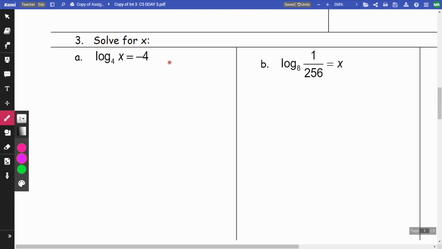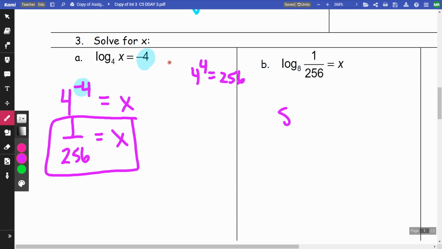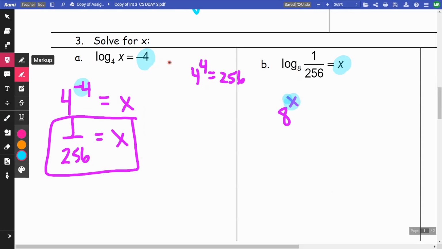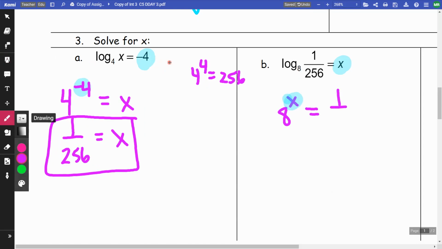Now on letter B, this is really saying 8 to what power is equal to 1 over 256? Because again, remember that what the log is equal to is always your power. I want to get these to be the same base. Let's see. 8 squared is 64, so I can't use that. 8 cubed is 512, so that's too big. Now I know that 256 is 4 to the 4th, but 8 is not going to be 4 to a power.